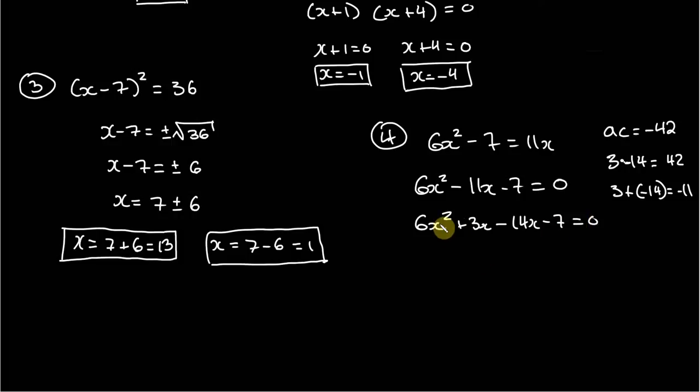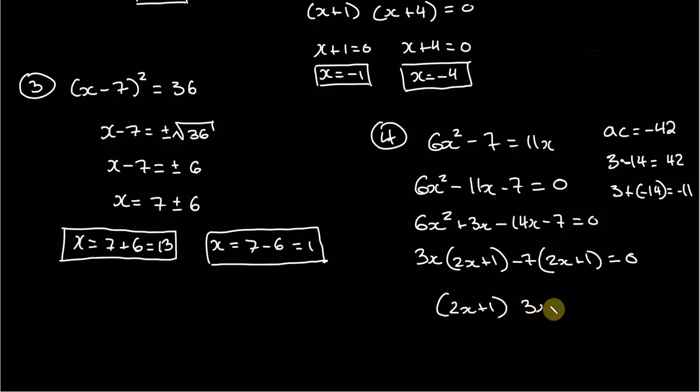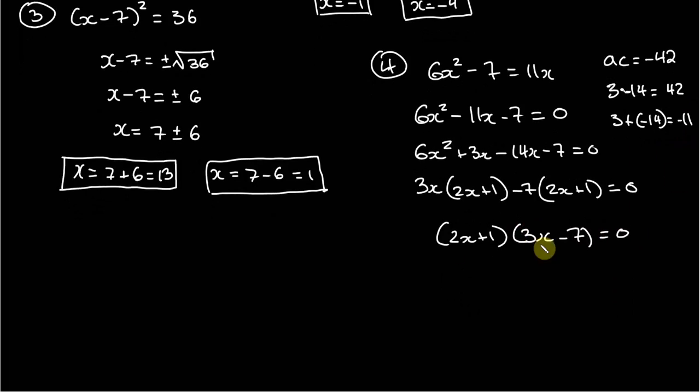And now for the first two terms, we can factor out a 3x, which is going to leave us with 2x plus 1. And here we can factor out a negative 7, and that's going to leave us with 2x plus 1. And that's exactly where we want to be, because now we can factor out one of these 2x plus 1 terms. So we have 2x plus 1, and that leaves us with 3x minus 7. Those, of course, are set to equal 0. And now we can solve for x for both of these.